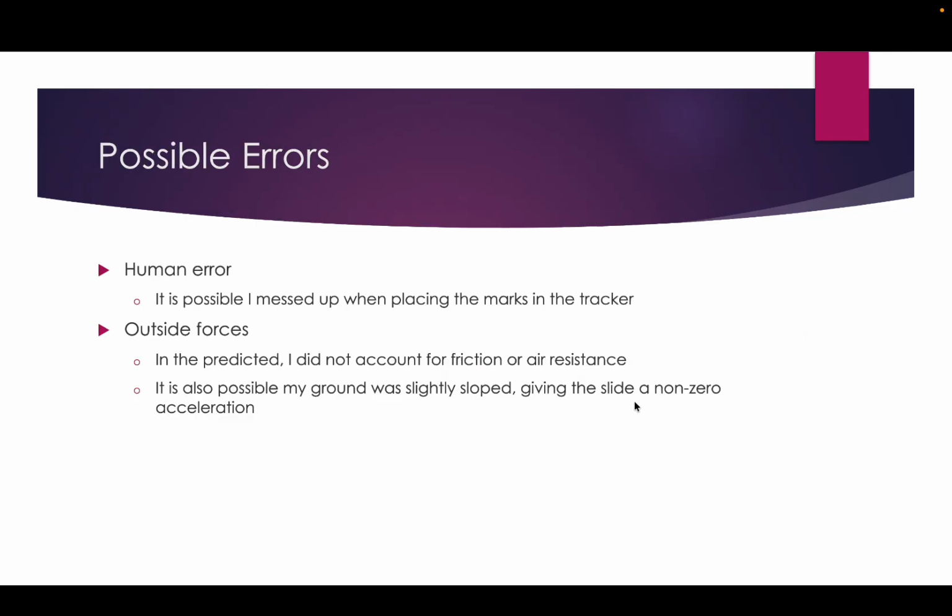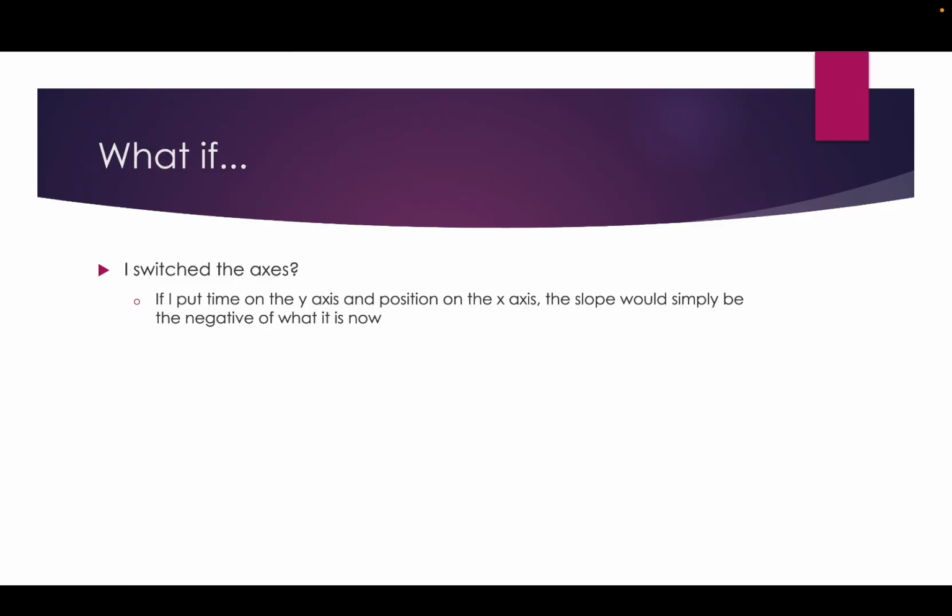Possible errors. There are possible human errors. It is possible that I messed up when placing the marks in the Tracker. It is also possible that I messed up when rolling the slide across my floor. Outside forces. In the predicted model, I did not account for friction or air resistance, which could cause some disparity. It is also possible my ground was slightly sloped, giving the slide a non-zero acceleration.